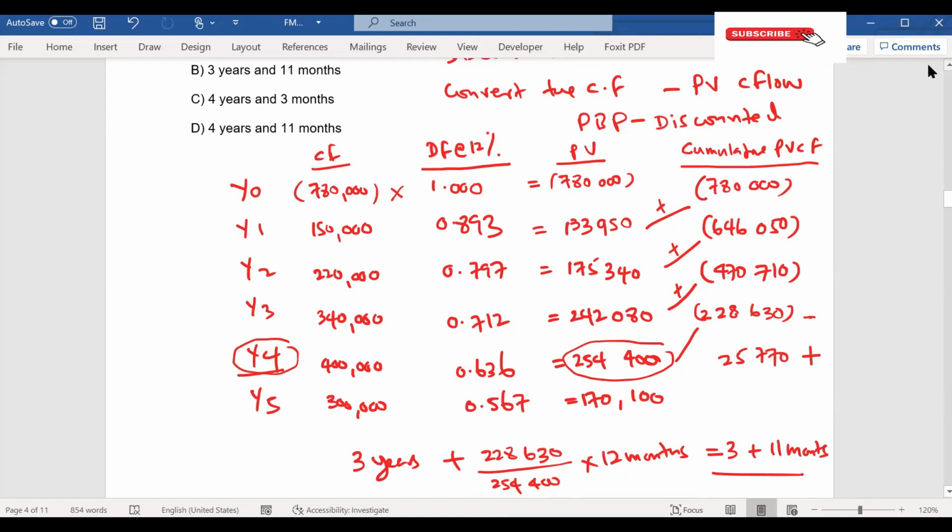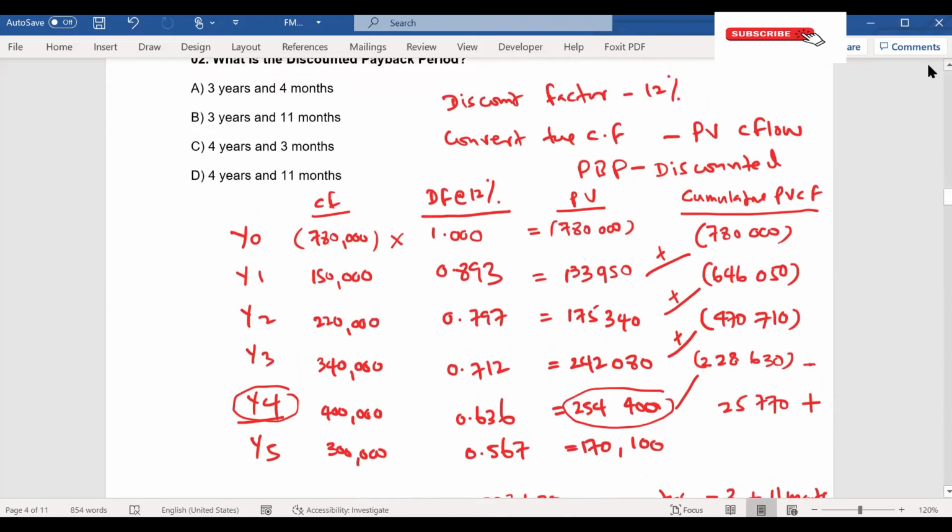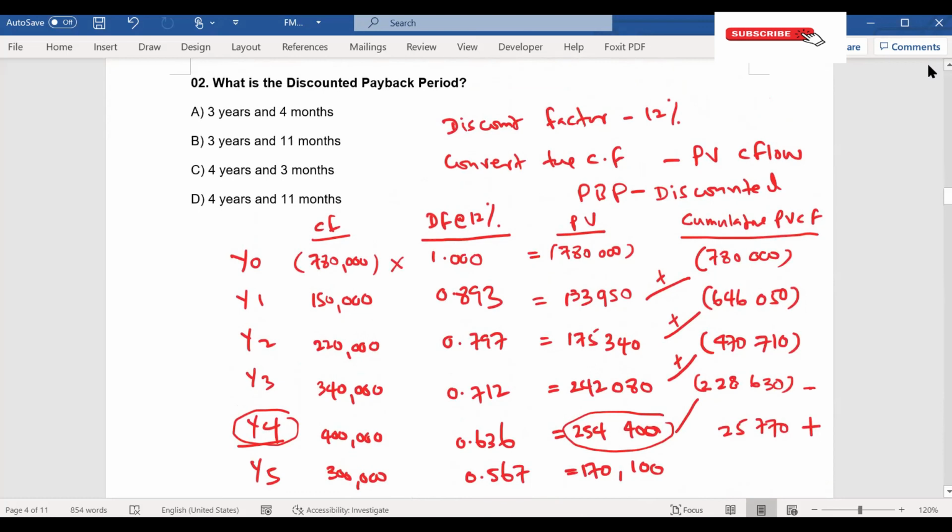So what is the answer? You are given four answers. What is the discounted payback period? That will be 3 years and 11 months. So the answer will be B. This is the correct answer.